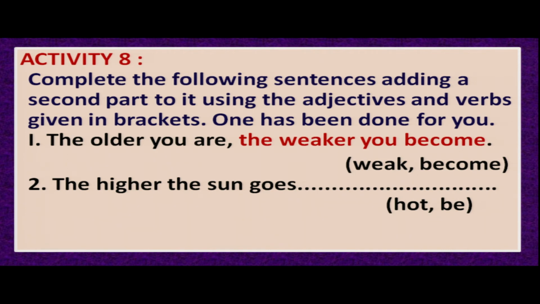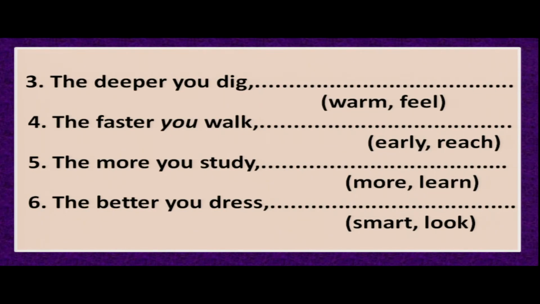And we can complete the sentence by using: the older you are, the weaker you become. The higher the sun goes, the adjective is hot and the verb is be. We will see, right? The deeper you dig, the adjective is warm and the verb is feel. The faster you walk, the adjective is early, right? And reach is the verb. The more you study, more is the adjective and learn is the verb. The better you dress, smart is the adjective, look is the verb, right?